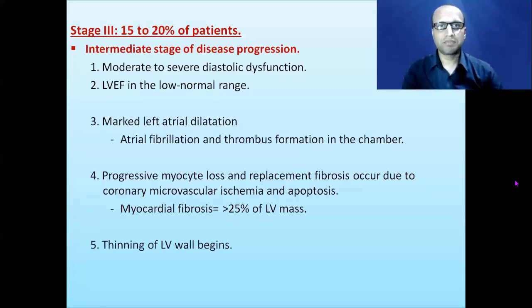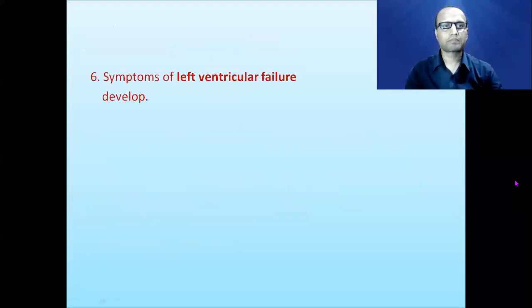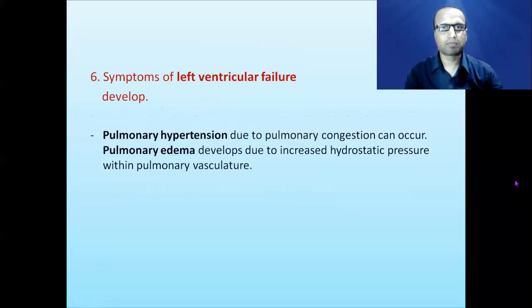Because of severe loss of myocardial cells, the left ventricular wall starts to become thin. In stage 1 and in stage 2, the left ventricular myocardium is thick, but in stage 3, because of progressive loss of myocytes, the wall starts to become thin. In this stage, patients suffer from more severe symptoms of left ventricular failure.